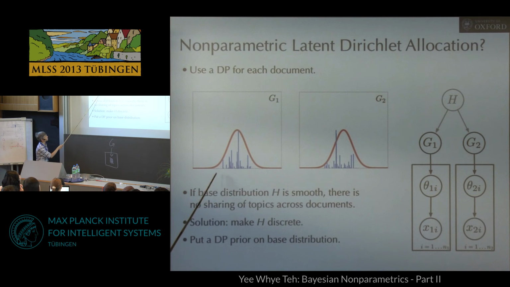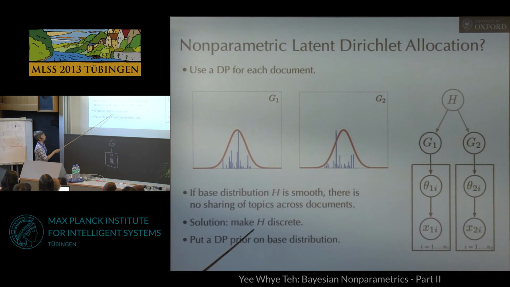Because all the atoms in here are going to be drawn IID from H, and if H is smooth, then if you draw IID from H here and you draw IID from H here, this collection and this collection will be totally disjoint, okay? Which is not what you want, right? Because what this is saying is that the collection of topics that you used to describe document 1 is totally separate from the collection of topics that you used to describe document 2 or document 3 and so forth. So that's not very nice because we would like to have sharing of topics across our documents, okay? So the problem lies in the fact that our base distribution is smooth. So the solution is to just simply make it not smooth, okay?